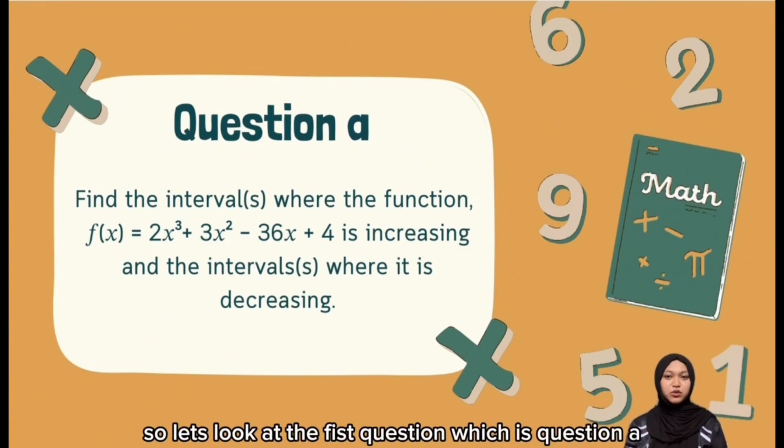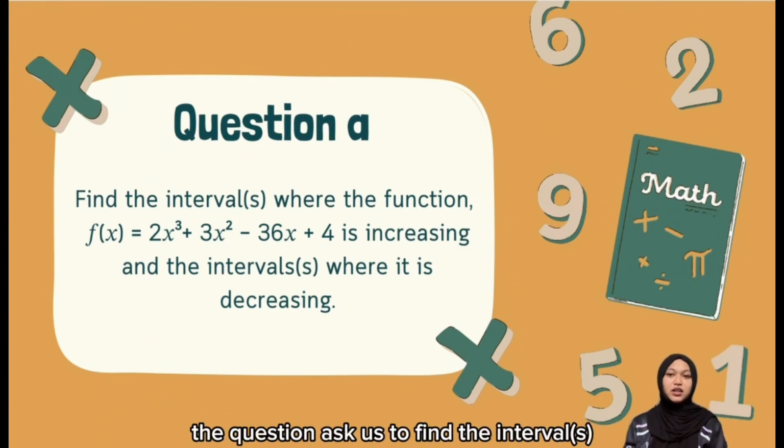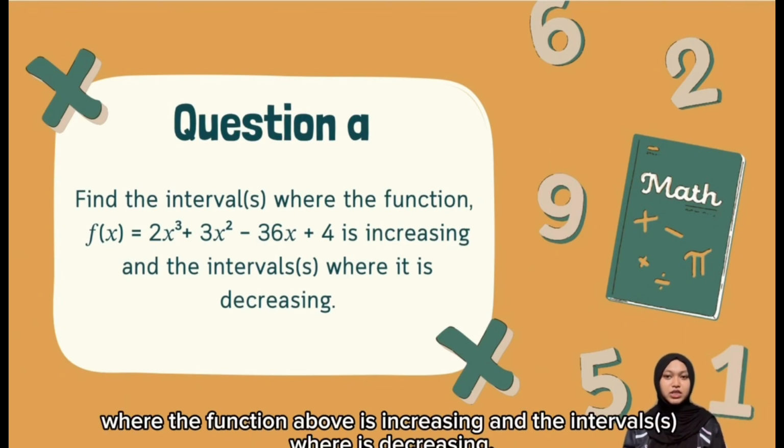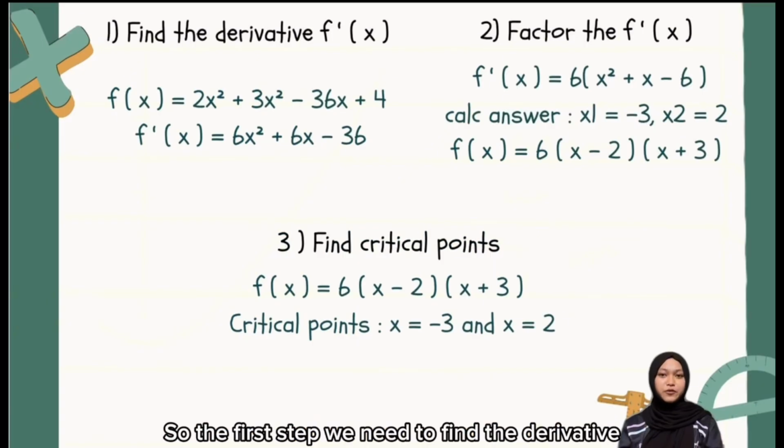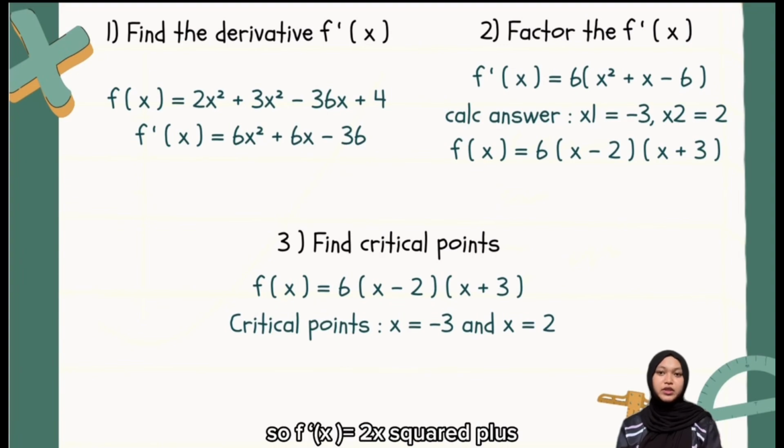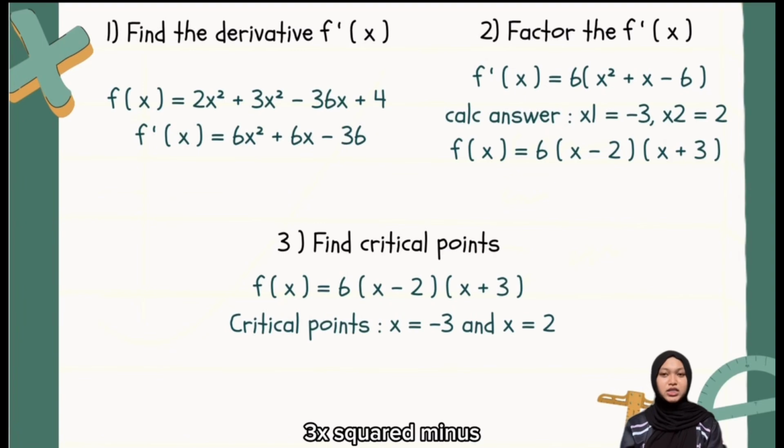So let's look at the first question, which is number A. The question asks us to find the intervals where the function above is increasing and the intervals where it's decreasing. So the first step, we need to find the derivative of the function f(x) equal to 2x cubed plus 3x squared minus 36x plus 4, and we got the derivative f'(x) equal to 6x squared plus 6x minus 36 after differentiation. Step number 2, factor the function.